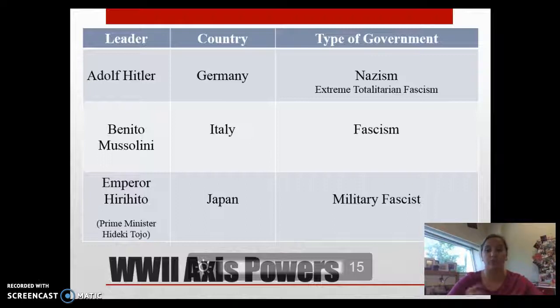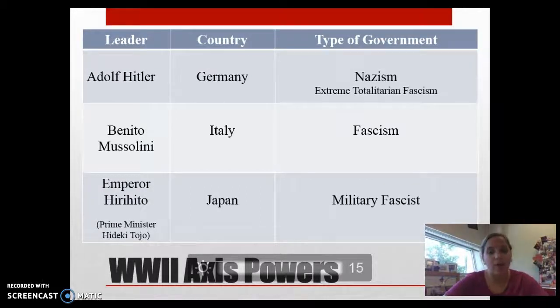Remember, the Nazis are the group of people that are kind of the army that are trained under Hitler, and the Nazis come about, and that is the type of government that they have. It's extreme totalitarian fascism. So it's just a huge, one person takes control, they do whatever he says, and if you don't, you're basically killed.